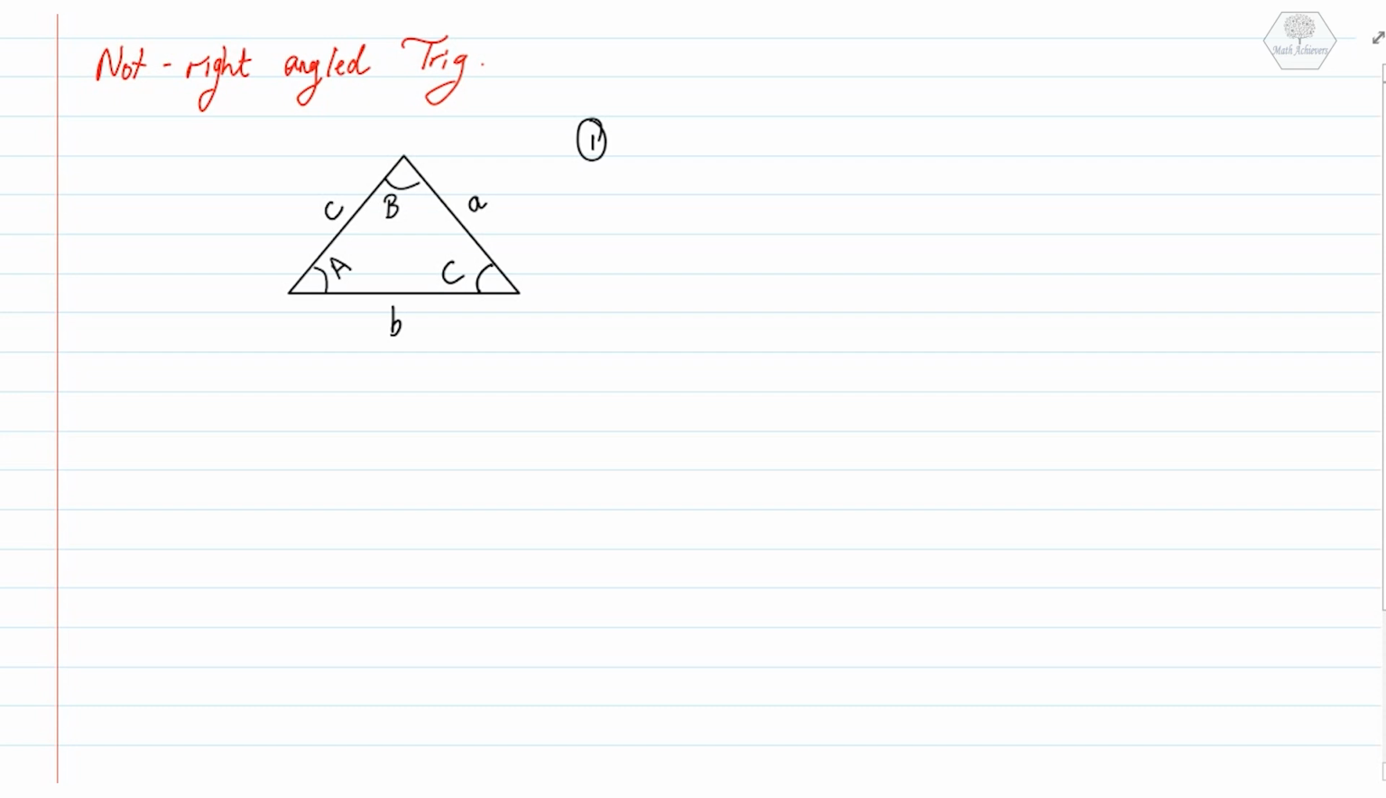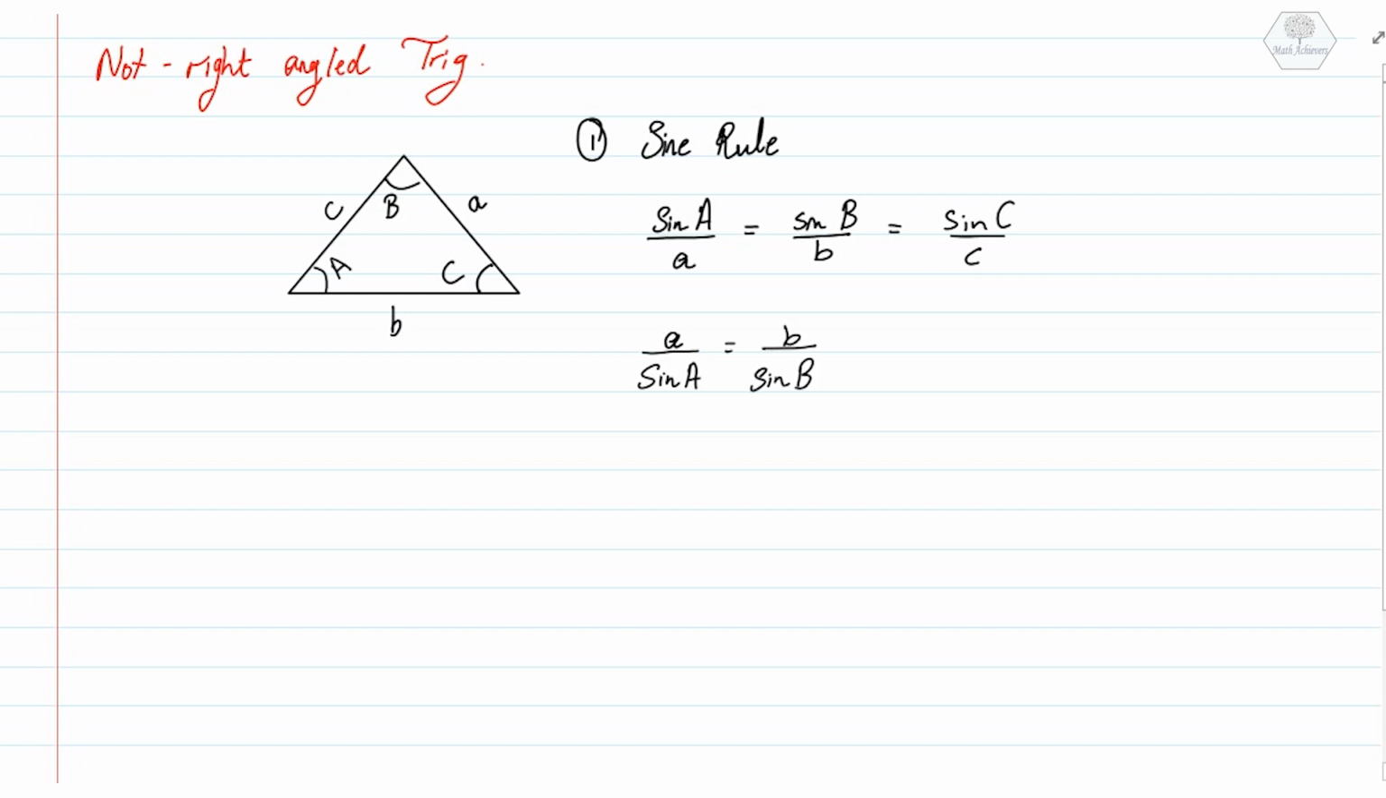The first rule to know for non-right angle trigonometry is the sine rule. The sine rule states that sine angle A over side A is equal to sine angle B over side B and is equal to sine angle C over the side C. Or we can write it as side A over sine angle A is equal to side B over sine angle B and is equal to side C over sine angle C. This is my sine rule.